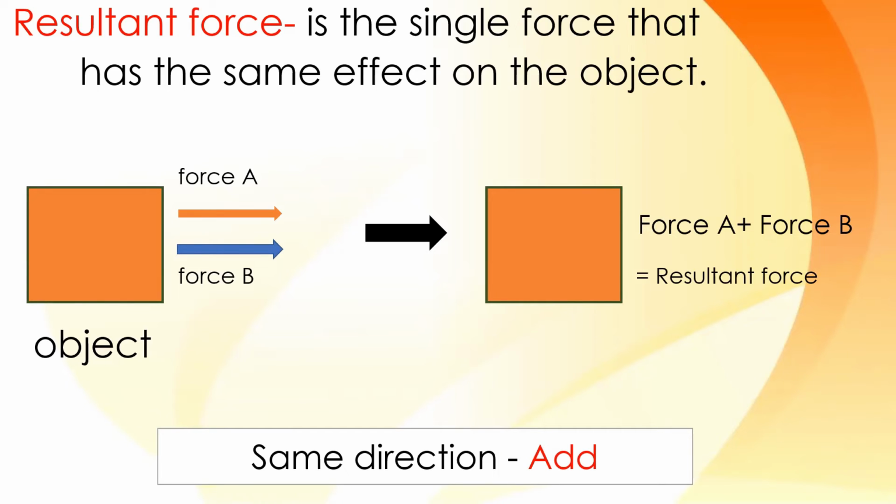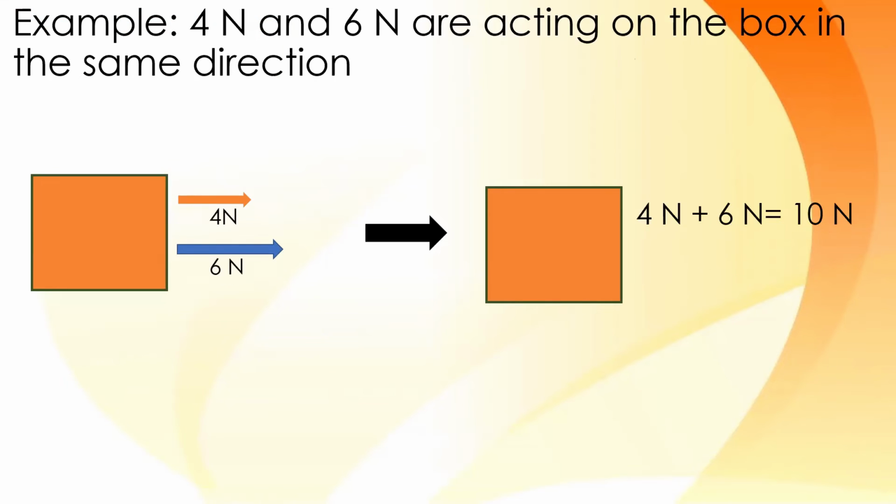So what are you going to do if the forces are in the same direction? You have to add, or plus. Look at the right box. This is how you are going to solve: force A plus force B equals resultant force. For example, 4 newtons and 6 newtons are acting on the box in the same direction, so you have to add.